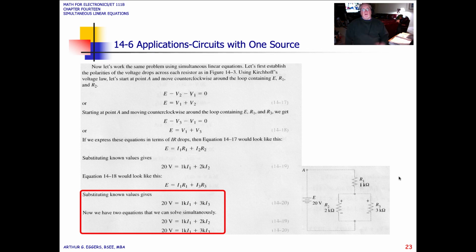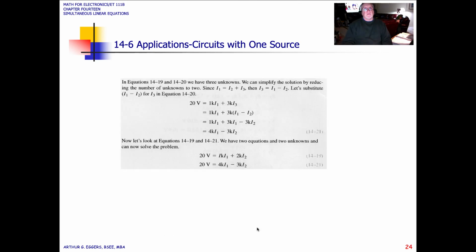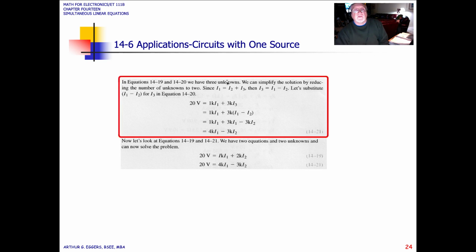In our previous examples where we just did the math, x and y were our variables. In this case, I1, I2, and I3 become our variables that we are trying to solve for simultaneously. The first expression has I1 and I2. The second expression has I1 and I3. So we now have three unknowns. We can simplify the solution by reducing the number of unknowns to 2.